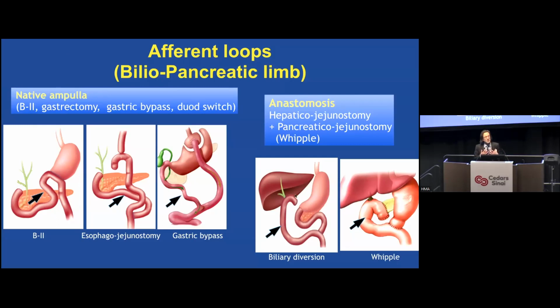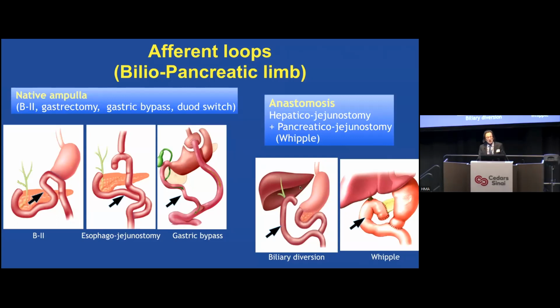Now, from our perspective as endoscopists, we differentiate between patients who have their native papilla intact and those who have an anastomosis. So these are the two categories that I look at. We have patients that have had a B2 or post-gastrectomy, gastric bypass, duodenal switch. So here, the native papilla is still completely intact. The challenge is getting to the papilla. And then we have the patients who have an anastomosis.